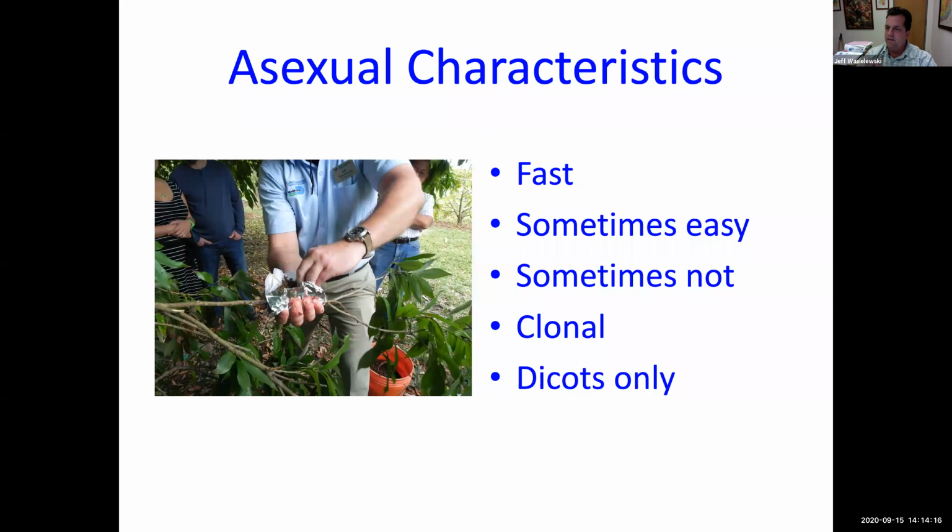It can be very easy. We're going to see today cuttings, somewhat easy, but division, super easy. Division is the easiest propagation you can do. Air layering is pretty easy. And sometimes it's not easy, like grafting. Grafting is not easy.